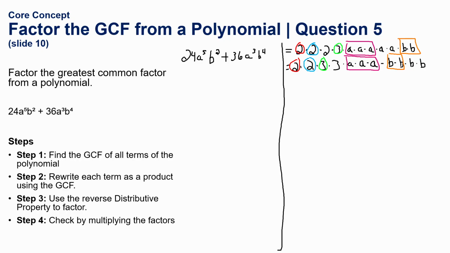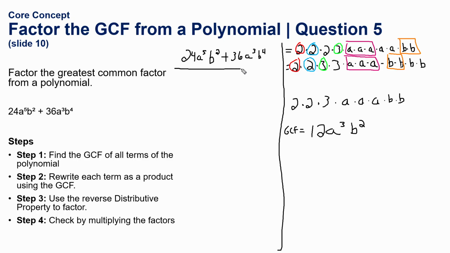Okay? So if I was to then list out my greatest common factor, we would have 2 times 2 times 3 times a times a times a times b times b. Now multiplying these out, 2 times 2 is 4, 4 times 3 is 12. 3 a's is a to the third power, and b to the second power. So this is our greatest common factor then for this problem.